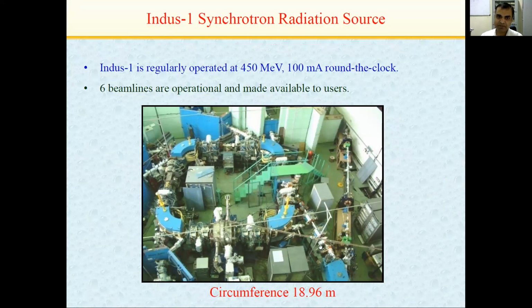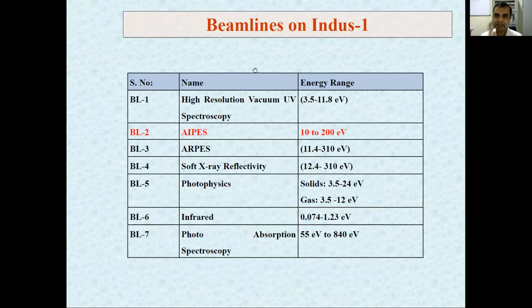At present, 6 beam lines are operational at this particular Indus 1 synchrotron source, and these are the beam lines and the available energy range. So you can see that one can do high resolution vacuum UV spectroscopy, angle integrated photoelectron spectroscopy, angle resolved photoelectron spectroscopy, soft X-ray reflectivity, photophysics, infrared, photo absorption spectroscopy, and the energy range is varied in this particular thing, right? So this is all about Indus 1.